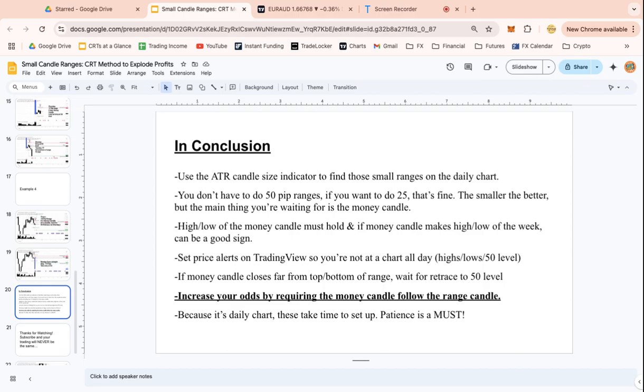What you can also do if you're using TradingView is set price alerts. So it'll get an alert to your phone, on the computer.